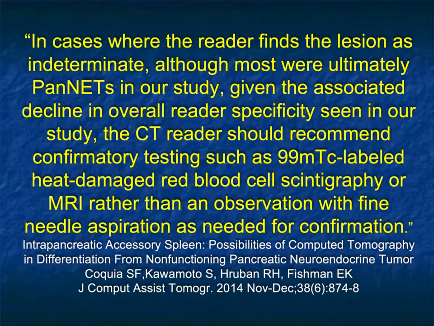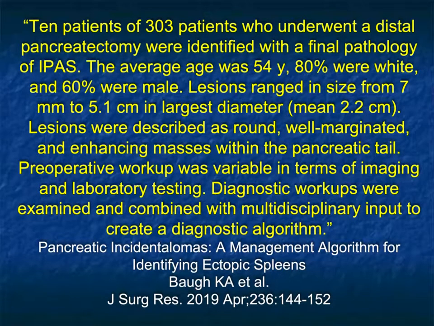Now, what happens when you really can't figure it out? Well, that happens every once in a while. Then what you should recommend is additional testing such as technetium-labeled heat-damaged red blood cells or MR. MR, very much like CT, looks at the same appearance, looks at the signal between the spleen, the classic, and the accessory spleen to make the diagnosis.